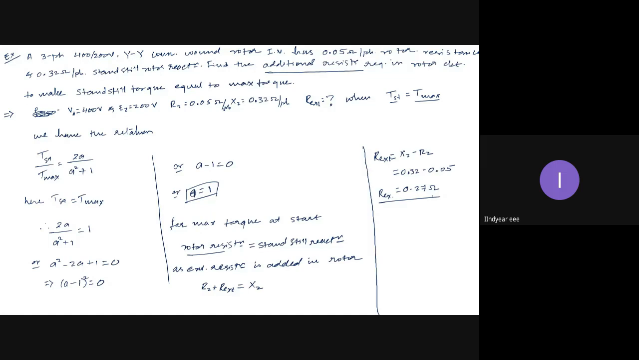0.32 minus 0.05 is 0.27 ohms. So if I add 0.27 ohms in the rotor circuit during the starting point, then my starting torque will become equal to maximum torque. That is the meaning.